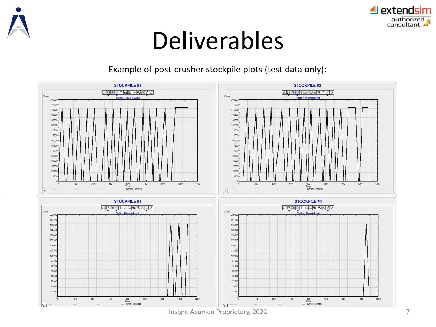This is an example of post-crusher stockpile plots using test data only. Top left, we have stockpile 1, stockpile 2 to the right, below to the left, stockpile 3 and 4. And if we pick on stockpile 1 here, we can see stacking as the tonnages build to around about 180-ish thousand tons, and then reclamation here, and then that process repeats. And similarly for the other stockpiles, with 3 and 4 simply being less busy than 1 and 2.